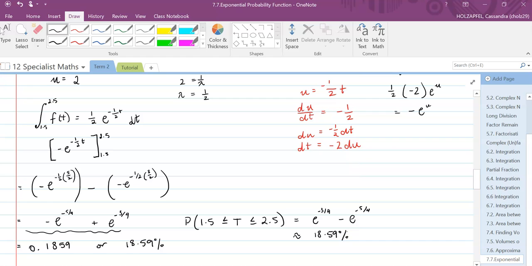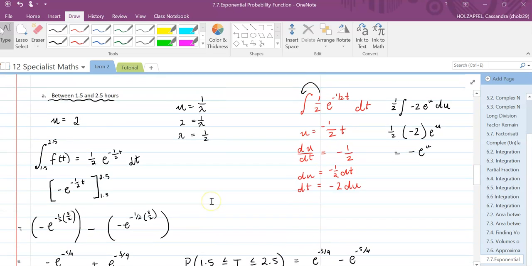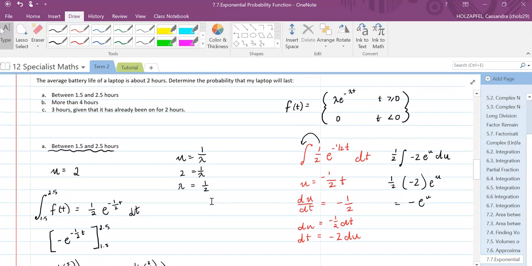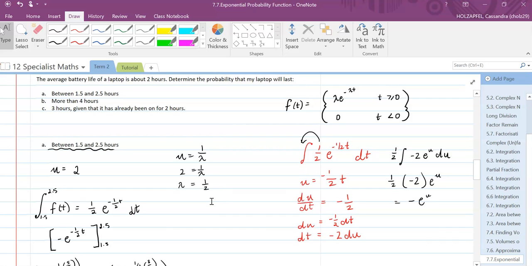18.59%. So there's about an 18.59% chance that my laptop is going to die between 1.5 and 2.5 hours.